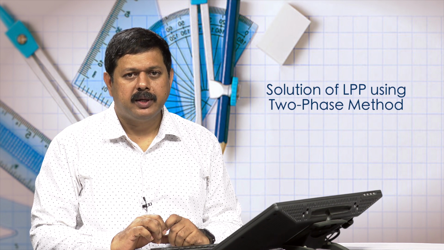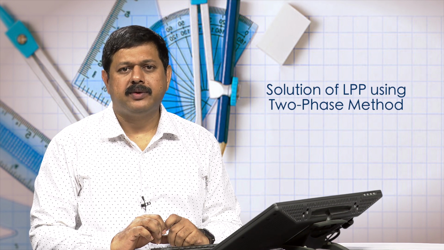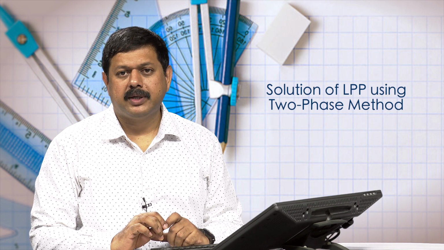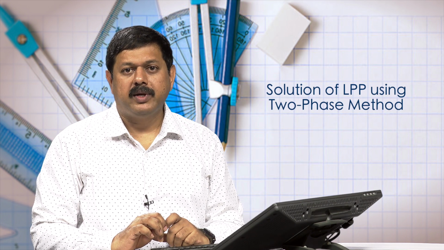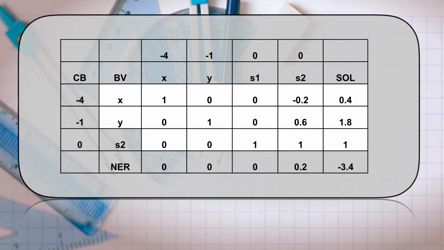From the minimum ratio 1, we find that S2 is the leaving variable, and this gives 1 in the intersection of the S2 row and S1 column as the pivot element. Therefore, applying the row transformations in order to shift the basis of the leaving variable to the entering variable, we get the second simplex table of phase 2. As the NER values are non-negative, this table is the optimum table. Hence, x takes the value 0.4, y takes the value 1.8, and the maximum of z' is -3.4, or equivalently, x = 0.4, y = 1.8, and the minimum of z is 3.4.